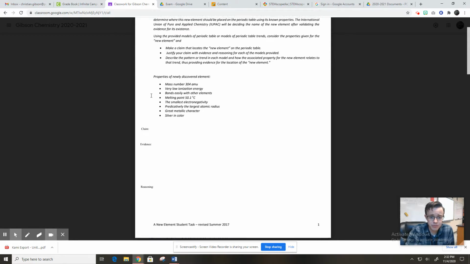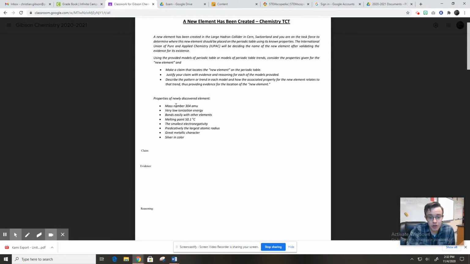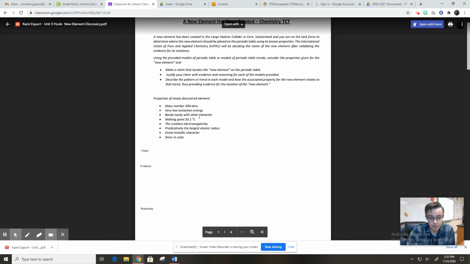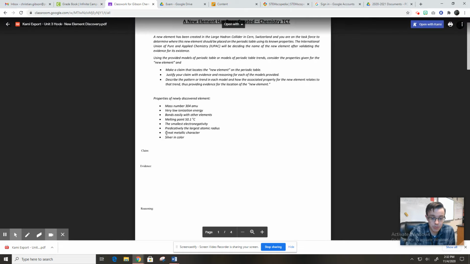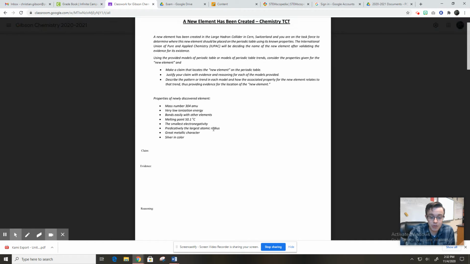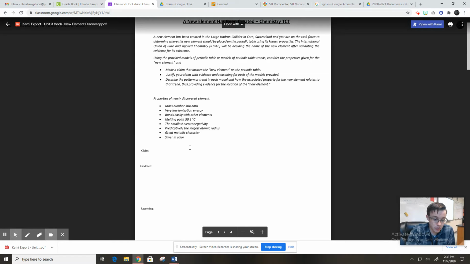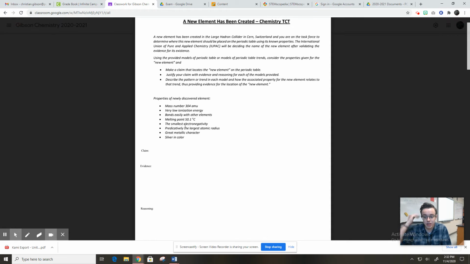Okay, so here's what we know about the element. We know its mass number is 304. We know it has a very low ionization energy. It bonds easily with other elements. Its melting point is that. It has the smallest electronegativity. It's predictably the largest atomic radius. And it has high metallic character, and it's silver in color. Now, some of this information is going to be really useful. Some of it's not going to be useful at all.